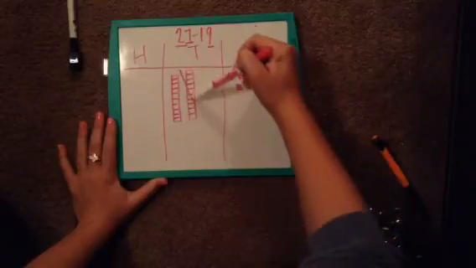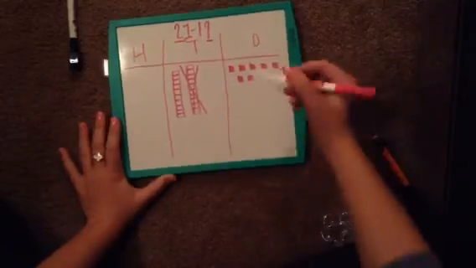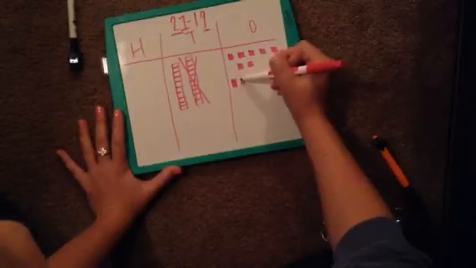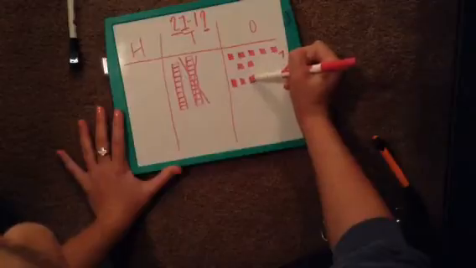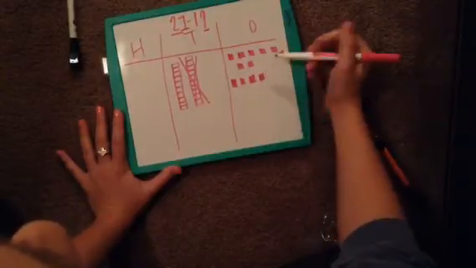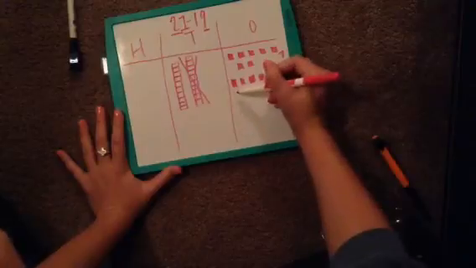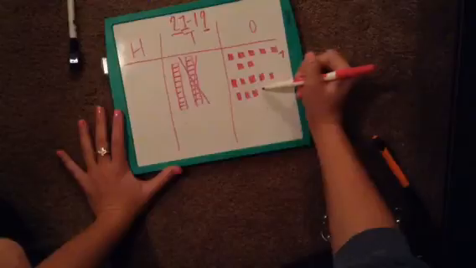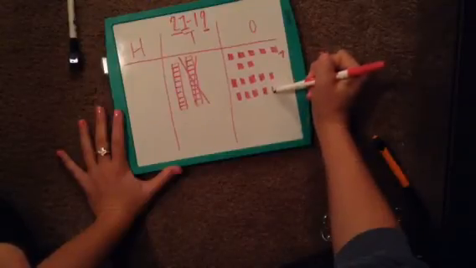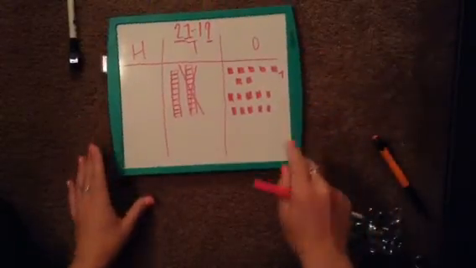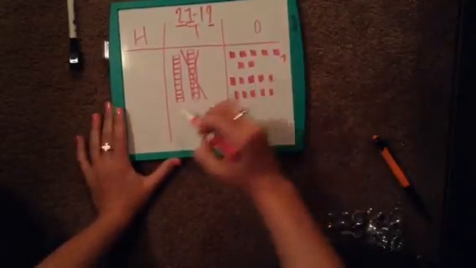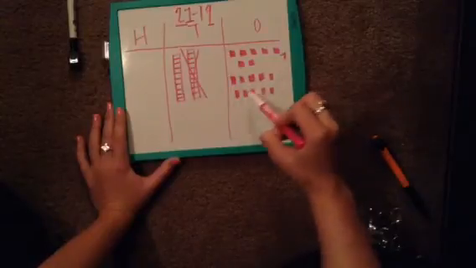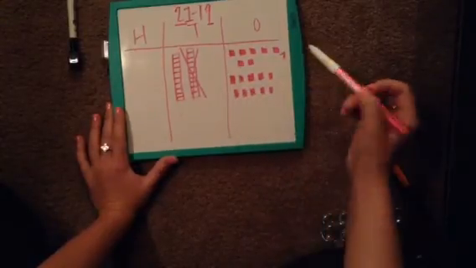So we're going to cross out one of these 10 units, and we're going to break it down into 10 little squares. So I'm going to draw. Help me draw. 2, 3, 4, 5, 6, 7, 8, 9, 10. Okay, so now we have 1 ten left, and we have 7, 8, 9, 10, 11, 12, 13, 14, 15, 16, 17 ones.